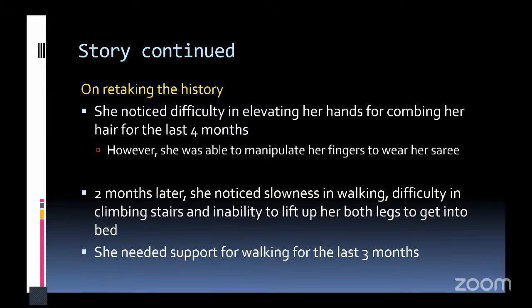Sir, excuse me, there's confusion regarding the timeline. Is the first thing low volume weakness or hoarseness of voice? No, sorry, I spoke wrongly. The first thing was the upper limb complaint. Then she had difficulty in getting onto the bed. Then 1 week later, she developed this low volume of speech. Low volume of speech is only for 6 weeks. Lower limb complaint is 2 months. Upper limb complaint is 4 months.